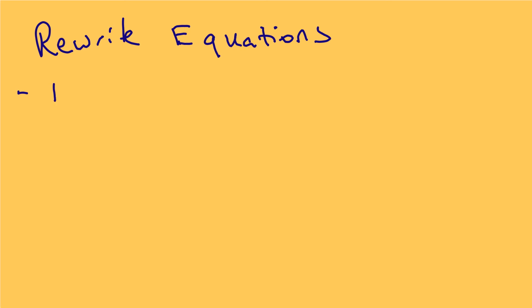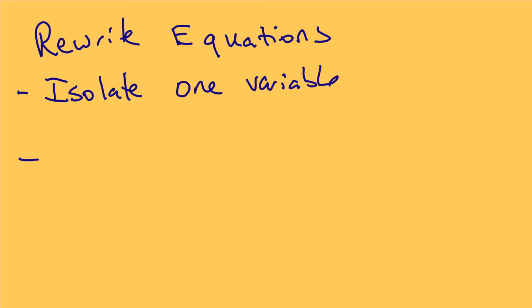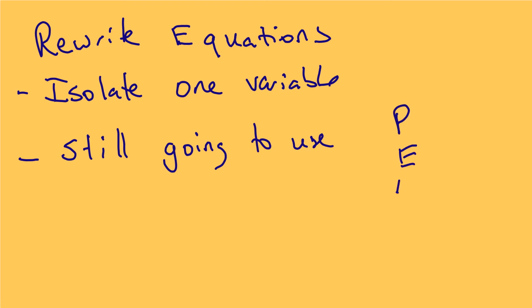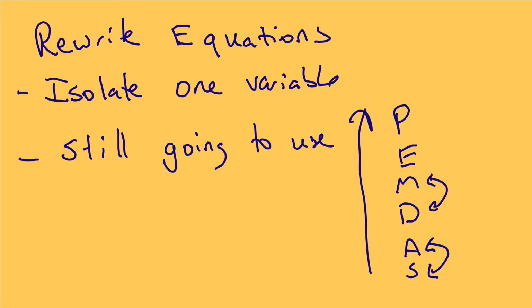Alright, so remember, when we rewrite equations, we have to isolate one variable. You're still going to use PEMDAS backwards. So you're still going to worry about PEMDAS. Remember, we go backwards to solve. And then addition and subtraction undo each other. Multiplication and division undo each other. We'll talk about how you get rid of exponents later in the year. But that's how we're still going to use PEMDAS backwards. Okay?